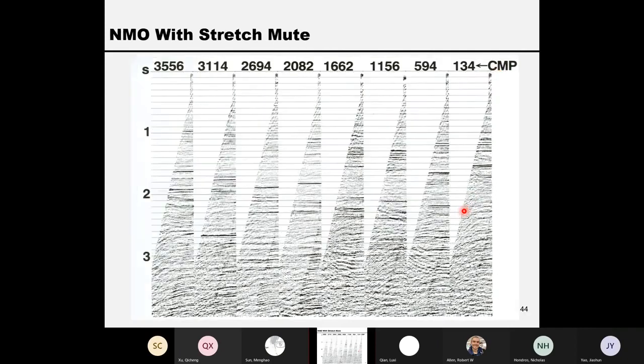So next slide, you can see the mute, right? Okay. But in the shallow part, you cannot completely mute because you need to keep something. So usually we just use this sort of muting. And that's quite straightforward, but it's not really the best way to do that.